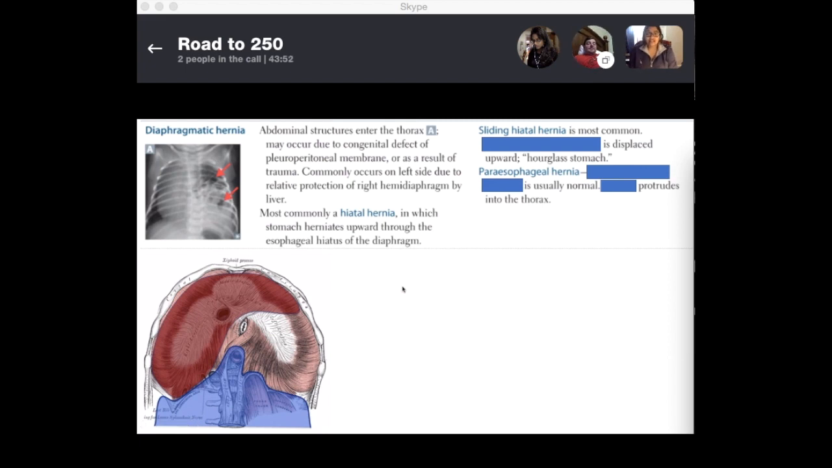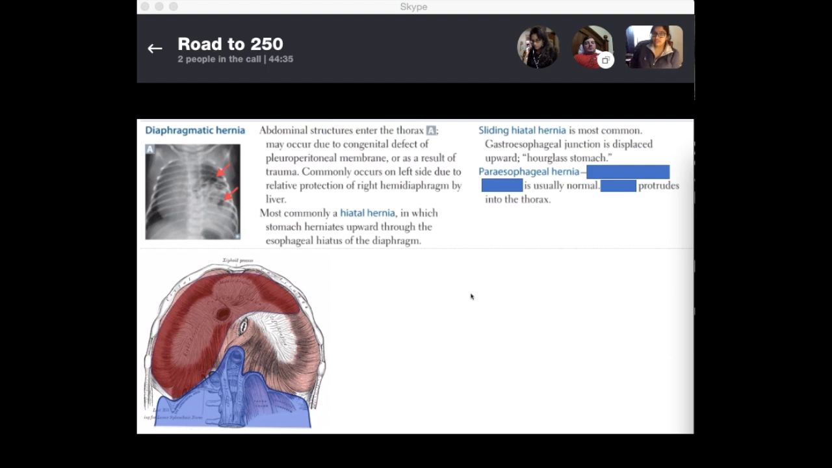Okay, then we have a sliding hiatal hernia, being the most common of these hiatal hernias. And in here, what is displaced upward? What part of the stomach? The fundus. Well, that would be the answer you said earlier, which would be the GE junction. The GE junction here is going to be displaced upward in a sliding hiatal hernia, and I have an image of that for you a little bit later.